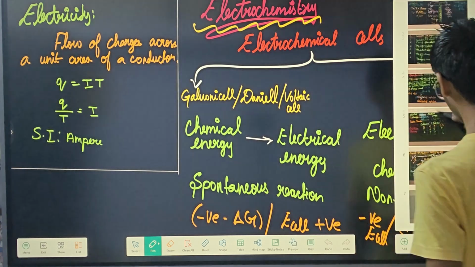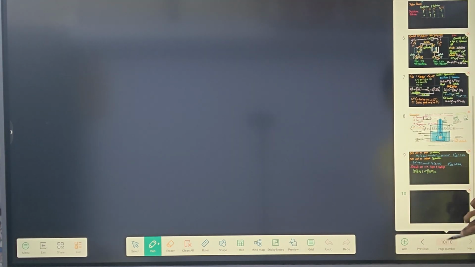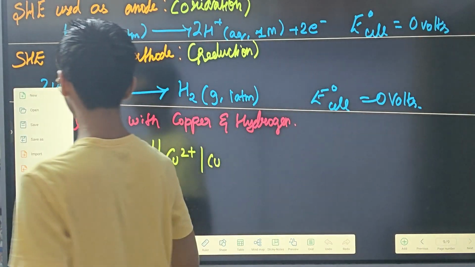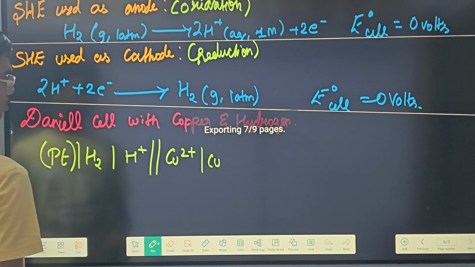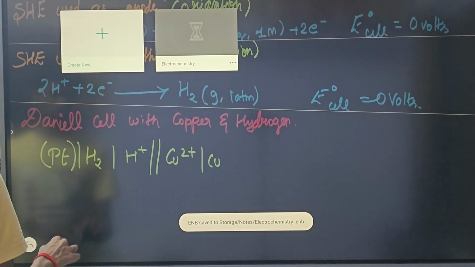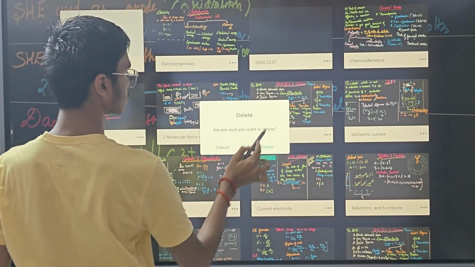So what shall we do? Shall we continue in this PDF itself? Since we have written 9 pages, that's enough. 9 is okay, so we will continue with a new page. This is useless.